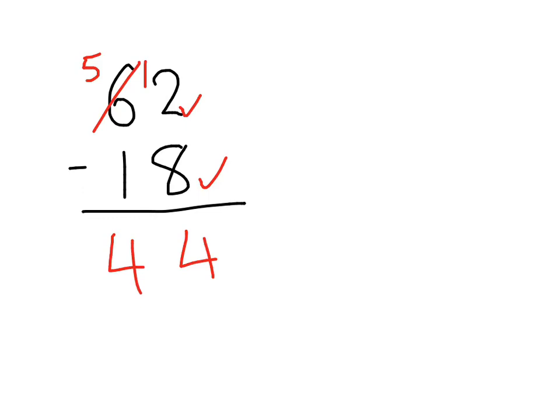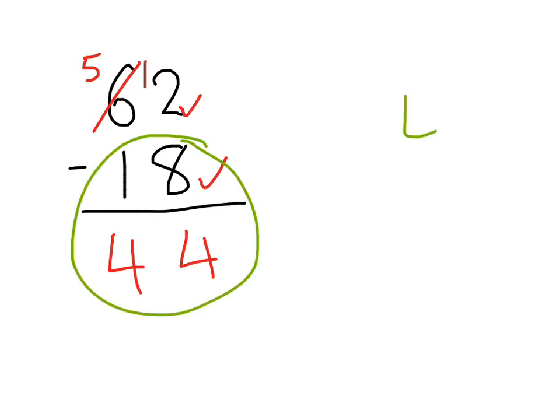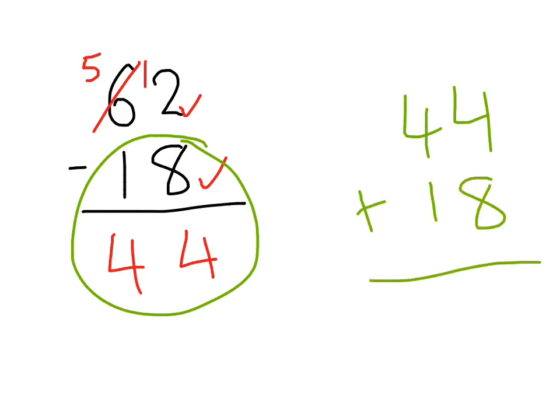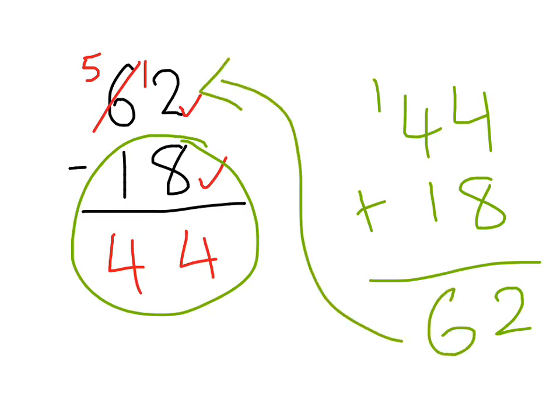And again, let's check our answer by adding these two numbers. So 44 plus 18. 8 plus 4 is 12. Put the 2 down and carry the 1. 4, 5, 6. Good. I can see I'm back at my original number.